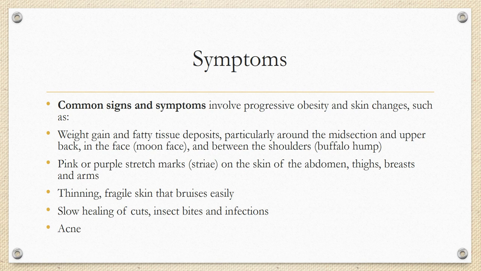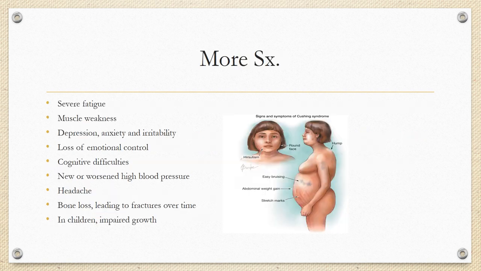Common signs and symptoms involve progressive obesity and skin changes, such as weight gain and fatty tissue deposits, particularly around the midsection and upper back, in the face, and between the shoulders. Pink or purple stretch marks on the skin of the abdomen, thighs, breasts, and arms. Thinning, fragile skin that bruises easily, and slow healing of cuts, insect bites, and infections, and also acne. Here's a picture of what seems to be a poor girl.